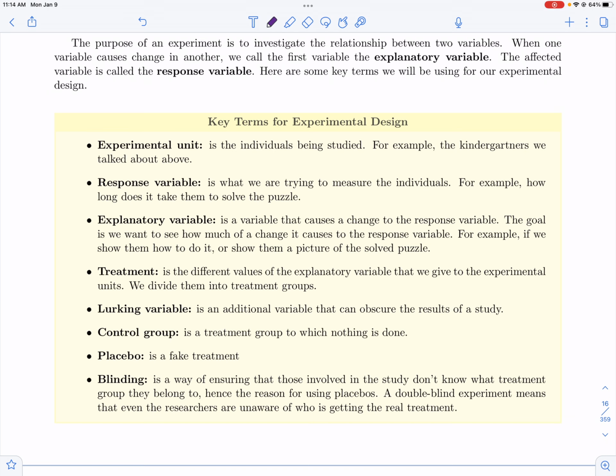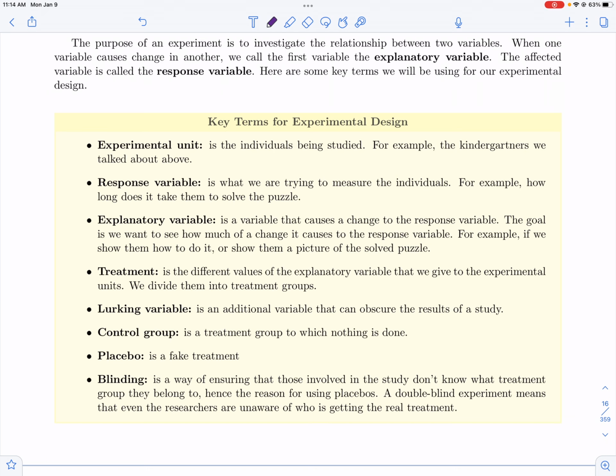Lurking variables can be anything that we're not actually thinking about that can affect the study itself. So we have to be a little careful of those. The control group is one of the treatment groups, the group where nothing is done. That would be the ones where we just gave them the puzzle and didn't show them how to do it or anything. And then our placebo is going to be like a fake group, some kind of fake treatment. These are the ones where they think they're getting something, but they're not actually getting that kind of pill.